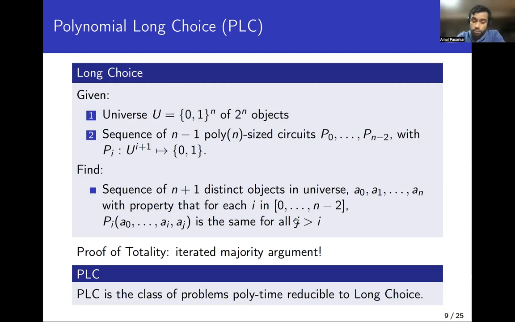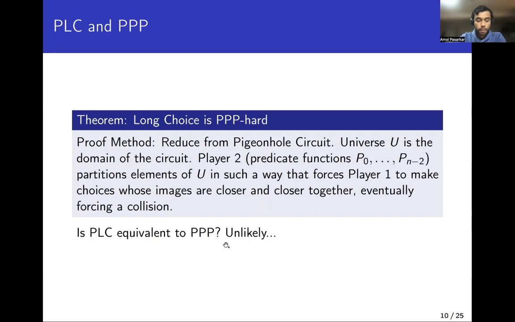So we define the class PLC to be the set of problems reducible in polynomial time to long choice. And we note that the totality entirely follows from the totality argument, the iterated majority argument that we just talked about. So thus far, we've discussed PLC and long choice, as well as PPP. And it seems that PLC captures this iterated majority argument, which involves a repeated and an adaptive use of the Pigeonhole principle. So then it shouldn't be too surprising that PPP is actually contained in the class PLC.